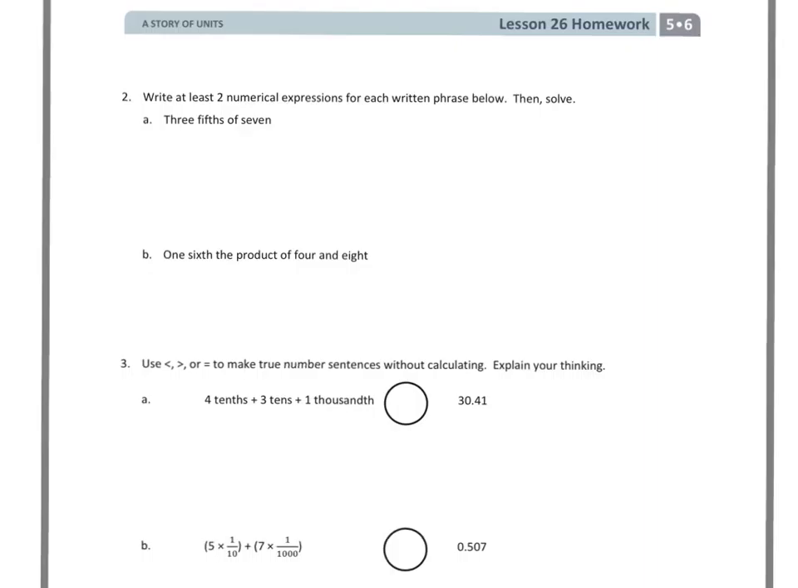Number 2, it says write at least 2 numerical expressions for each written phrase below, then solve. I'm going to write 1 and solve. 3/5 of 7. And I know that I can switch those around because of the commutative property, so that could be my second one. Another way is I could write it like this. Because when I multiply, it doesn't matter the order in which I multiply them. I'm still going to get the same answer. And then I would just multiply these out.